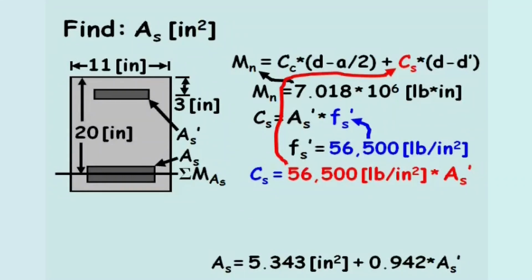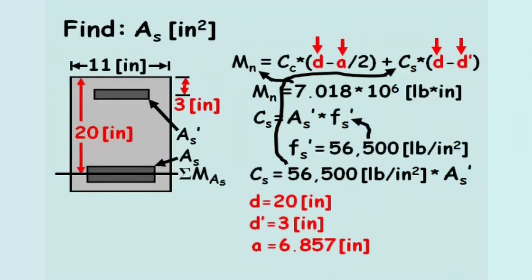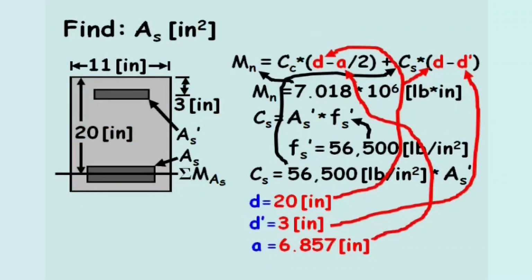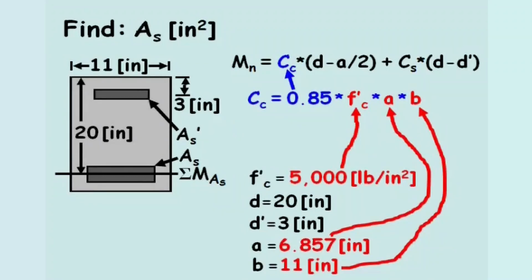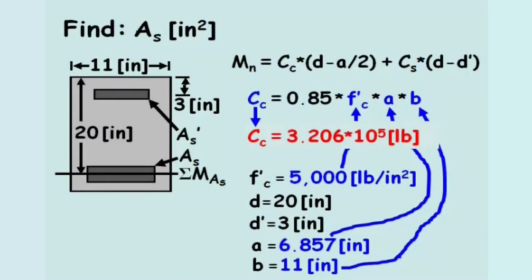The problem statement also provides the depth to tension steel, d, the depth to compression steel, d', and the length, a. The last variable to compute is the compression force in the concrete, Cc. The compressive force in the concrete equals 0.85 times f'c times a times b. The problem statement provides these three values, and the compression force in the concrete computes to 3.206 times 10 to the 5 pounds.